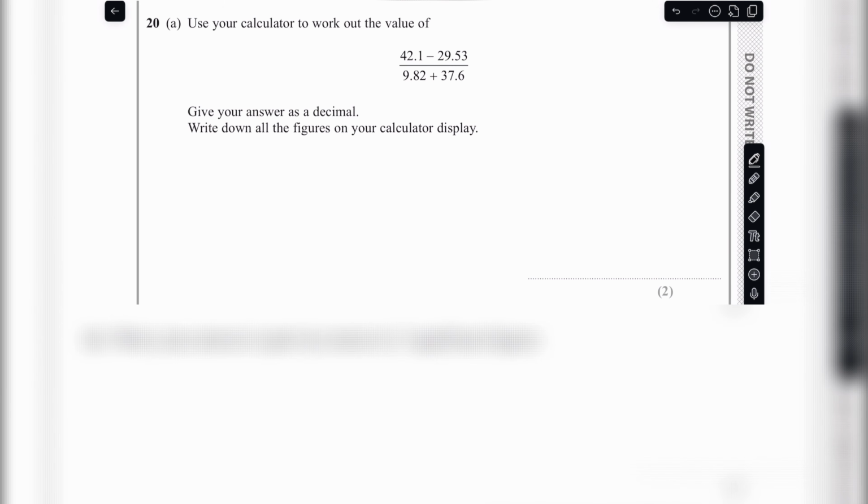In the first part of question 20, we are told to use our calculator to work out the value of this fraction and to give our answer as a decimal. So this should be very straightforward. If you put all these values into your calculator, you should get this answer.